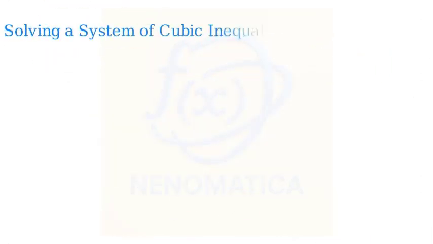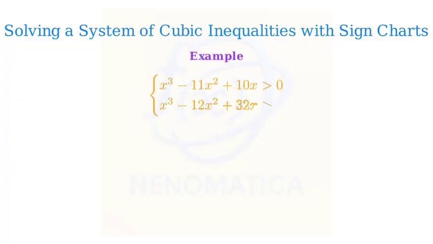In this lesson, we will solve a system of cubic inequalities using factoring and sign charts. We'll start by clearly stating the example, then solve each inequality, and finally take the intersection of the solution sets. Step 1. Solve the first inequality.